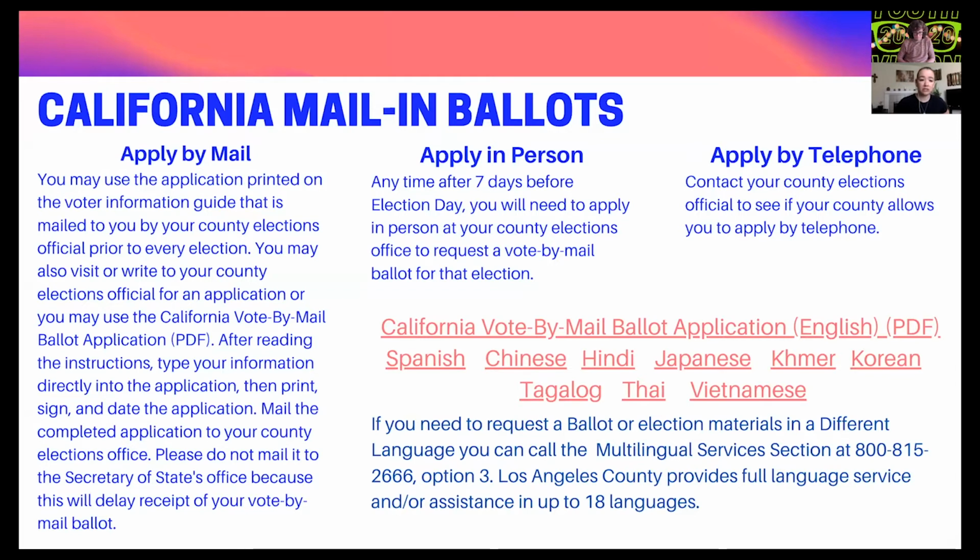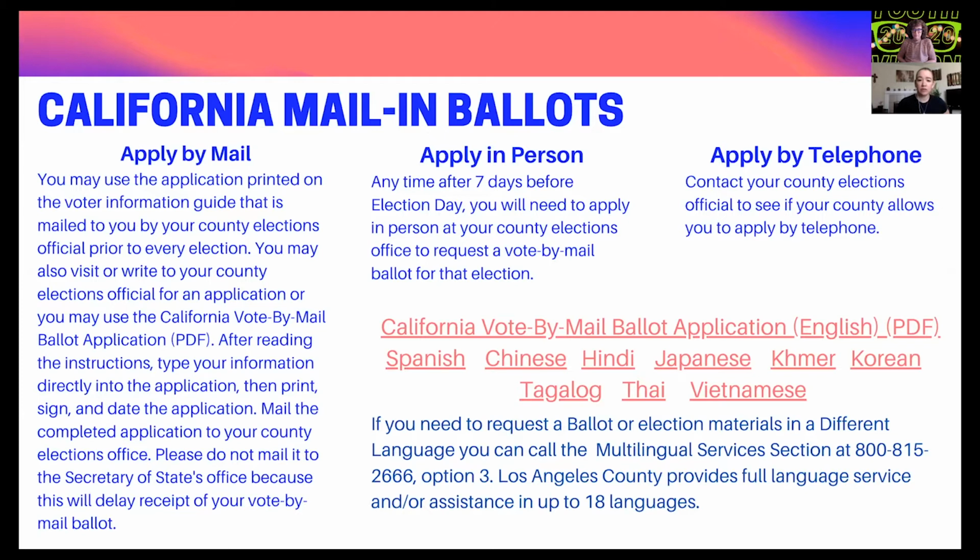After reading the instructions, type your information directly into the application, then print, sign, and date the application. Mail the completed application to your county elections office. Please do not mail it to the Secretary of State's office because this will delay receipt of your vote by mail ballot. You also can apply in person anytime after 7 days before Election Day.